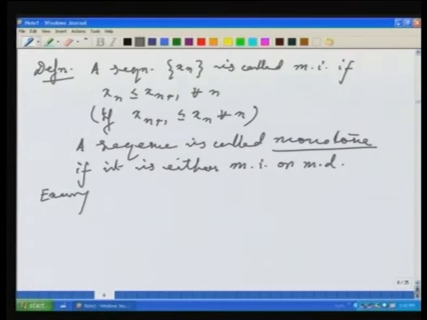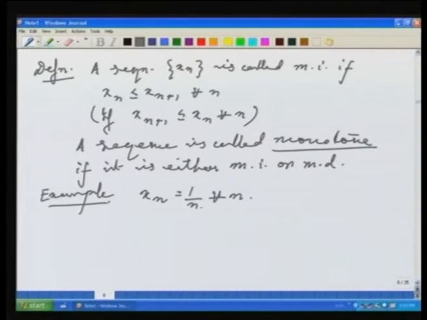For example, if I look at the sequence x n equals 1 by n for all n, we have already seen that the limit of this sequence is 0. Notice that this sequence is bounded. It is bounded above by 1 and below by 0. And certainly it is monotone, because as you go on increasing n, the numbers decrease. So, it is a monotone decreasing sequence.